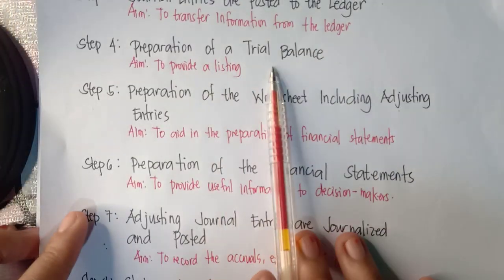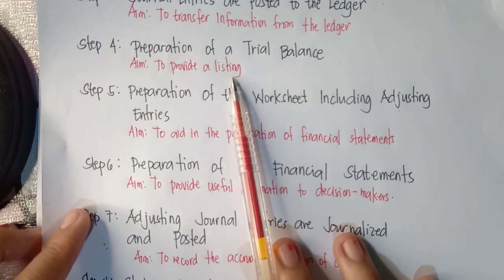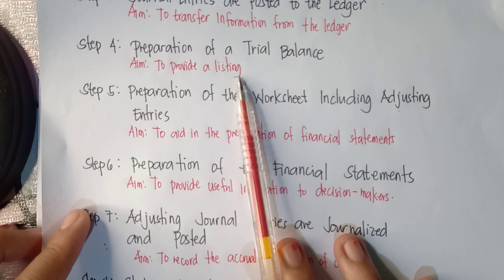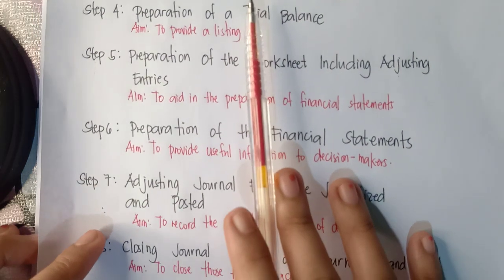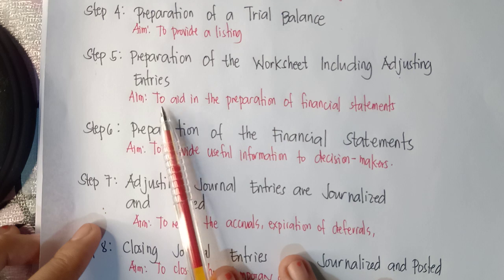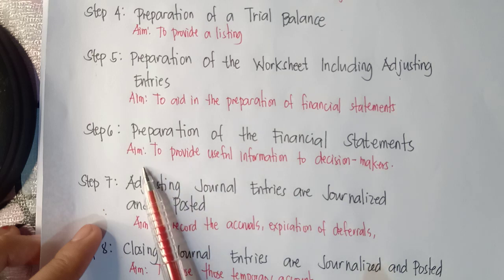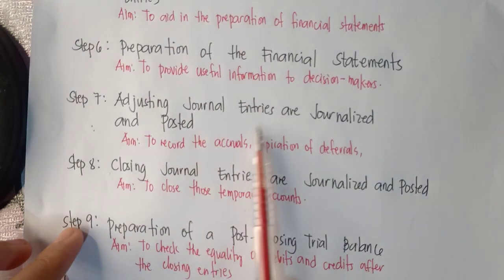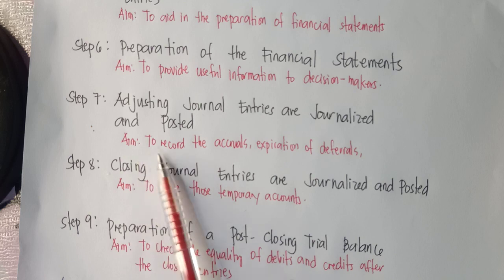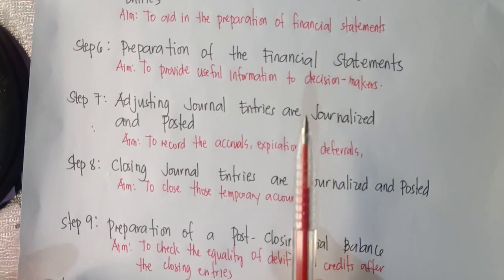Next, step 4, preparation of a trial balance. Here, it provides the listing to verify the equality of debits and credits in the ledger. Step 5, we have the preparation of the worksheet, including adjusting entries. Ang aim ng step 5 is to aid in the preparation of financial statements. Step 6, preparation of the financial statements. The aim is to provide useful information to decision makers. Step 7, we have adjusting journal entries are journalized and posted. So what is the aim? To record the accruals, expiration of deferrals, the estimations, and other events from the worksheet.